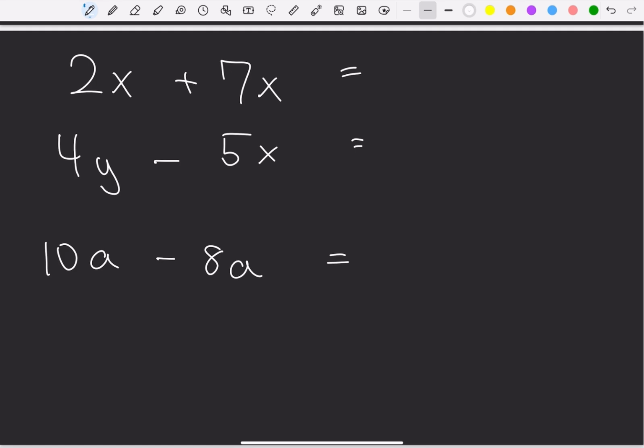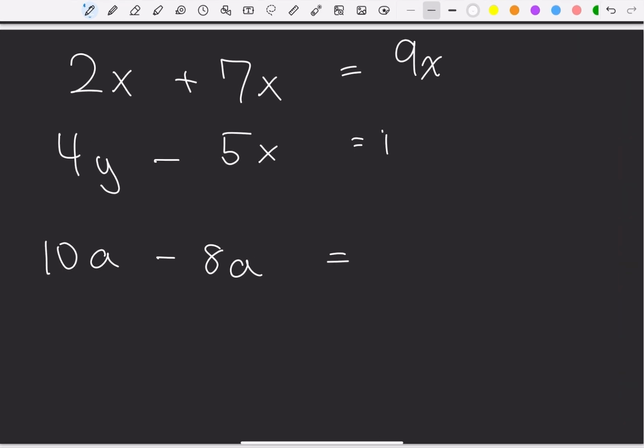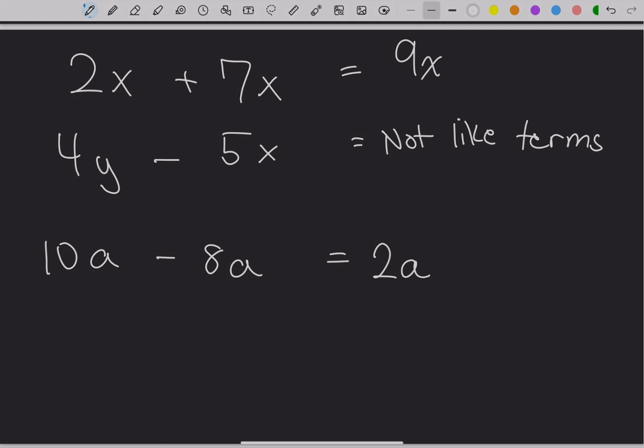Well, first, find your variables. If they are the same variable, then they are like terms, and then you can perform the mathematical operation. So we have 2x plus 7x. That should give you 9x. 4y minus 5x are not like terms, so you don't have to write anything. There is no answer. Or you can just say, not like terms. And then you have 10a minus 8a. Well, a is the variable for both, so they are like terms. What is 10 minus 8? 2. So 10a minus 8a is 2a.